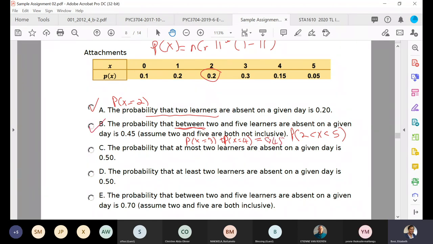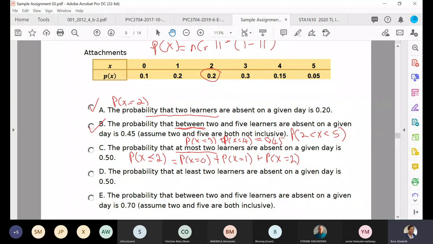It's 0.45, so that is correct. The probability that at most 2 learners, what is at most? At most means less than or equal. At most 2 learners, so it means including 2, we need to find the probability that X is equal to 0 plus the probability that X is equal to 1 plus the probability that X is equal to 2.